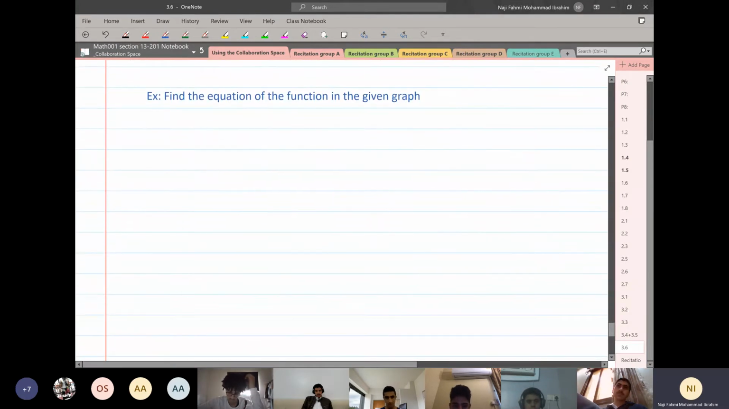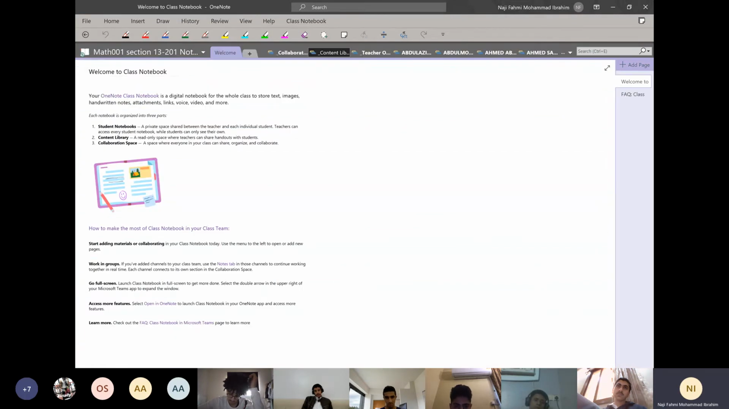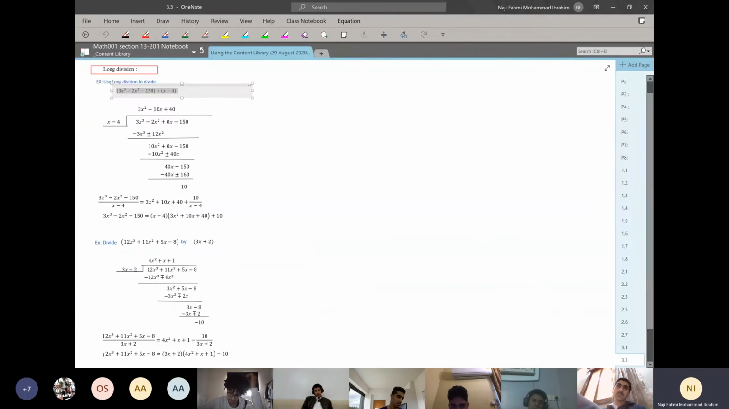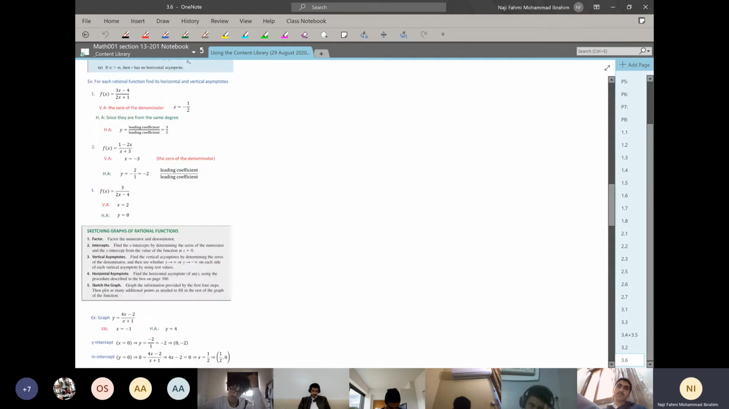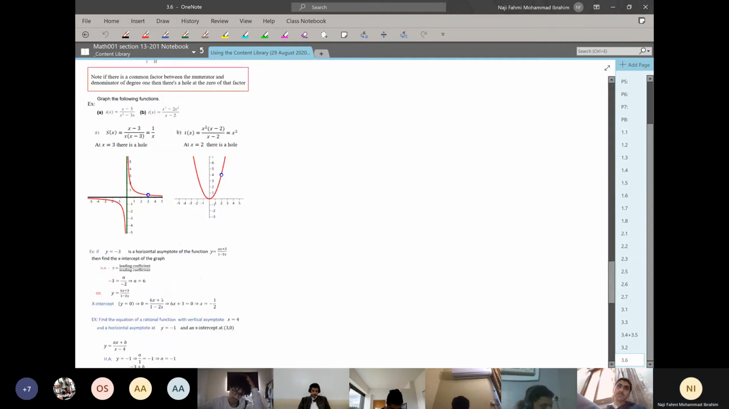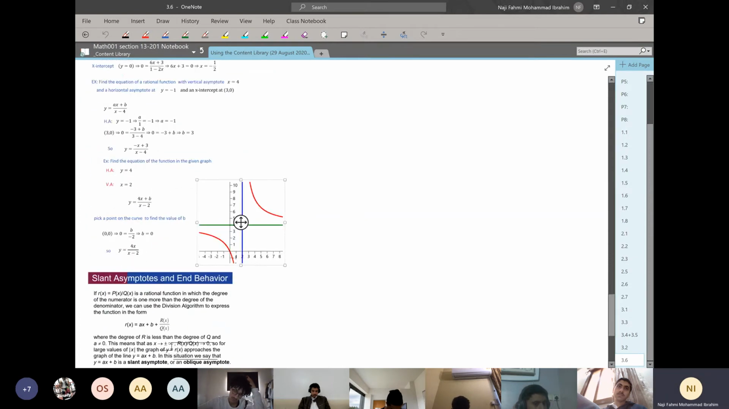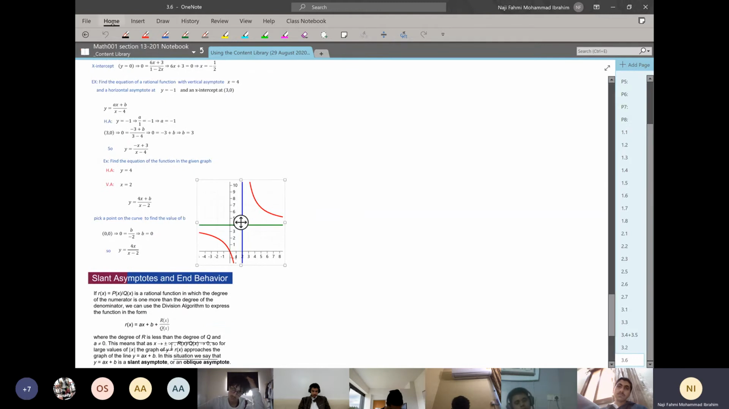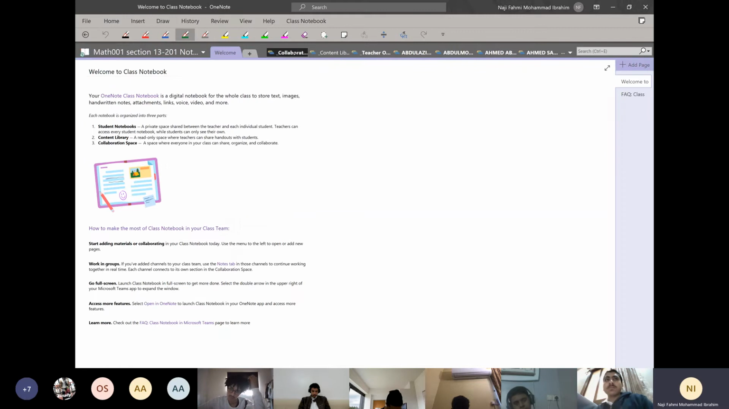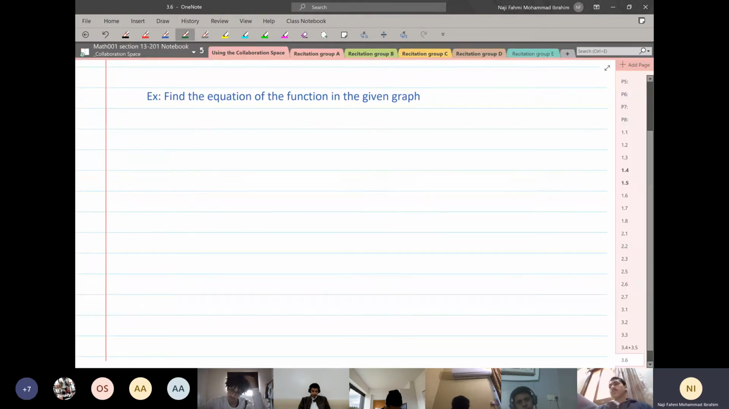In this example, he says find the equation of the function in the given graph, but the graph is missing. I'm going to bring it from the content library. I'm going to go to the content library now and bring the graph. It's this one. And we'll paste it here.